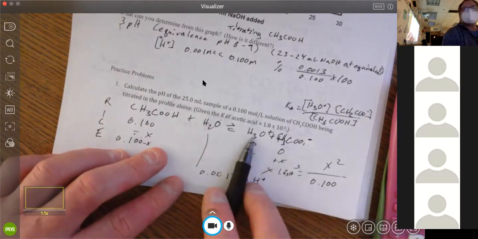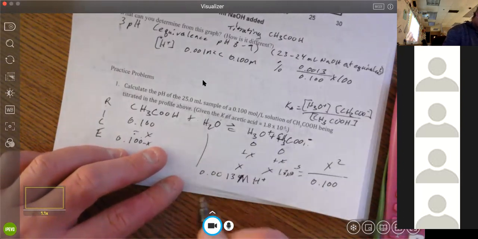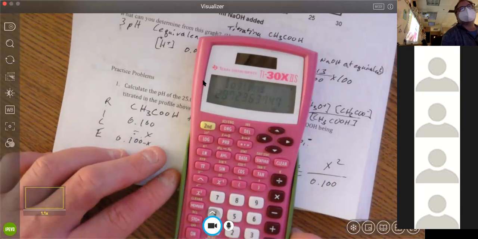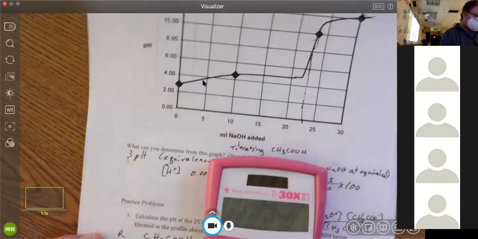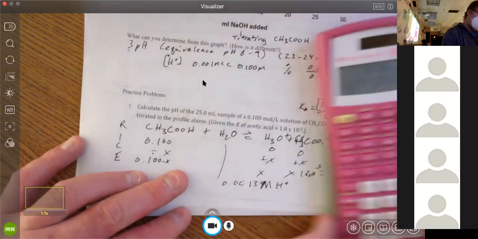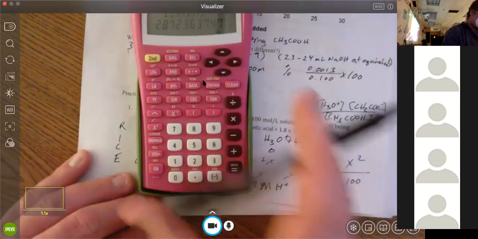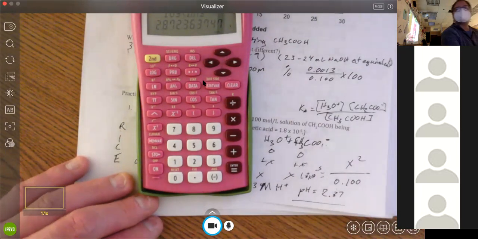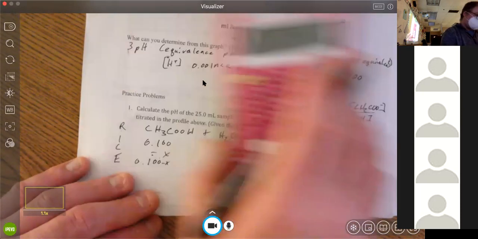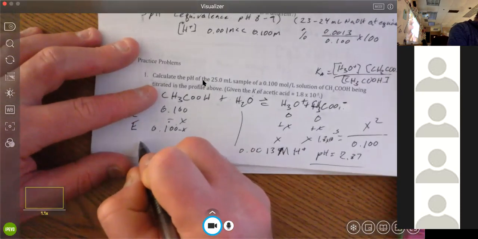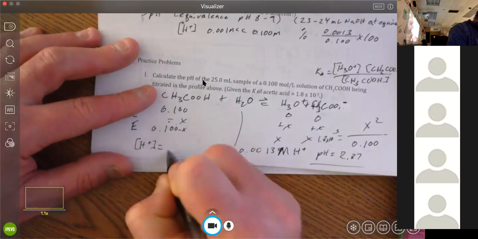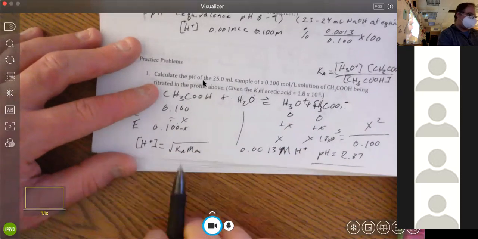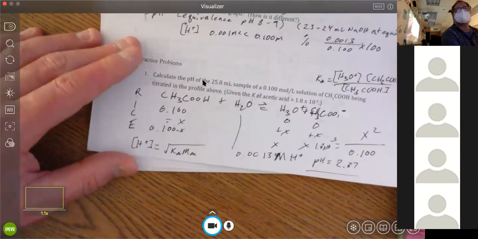So if we want the pH, all we worry about is the H3O plus. So we take the negative log of that. And as we said, it was close to 3 up here. We get 2.87, 2 significant digits. So the pH equals 2.87. Again, you could have used this formula right here if you recognized it. That is a shortcut. This is showing all the work involved.